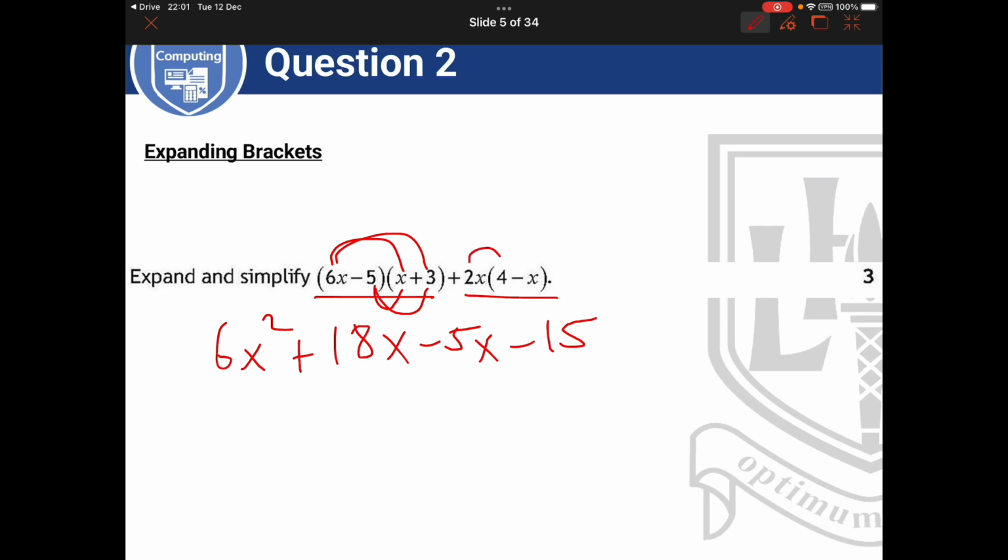Now on to the single bracket. So plus 2x times 4, so that's plus 8x. And then positive 2x times negative x is negative 2x squared.